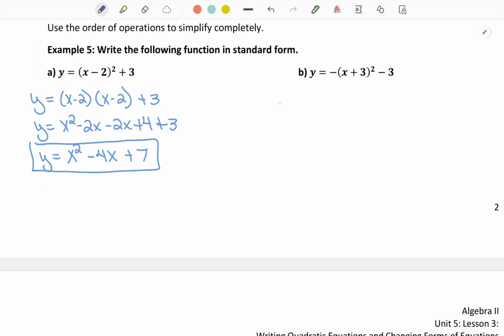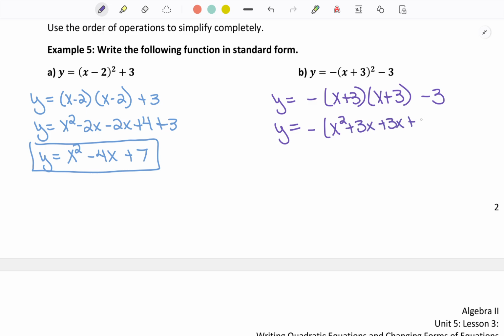And then on B, we're going to do the same thing. We have that negative. And so we have x plus 3 times x plus 3. I do highly suggest using FOIL before you distribute that negative. There's kind of a pattern that exists there if you haven't noticed, and it makes it a little bit easier to handle.